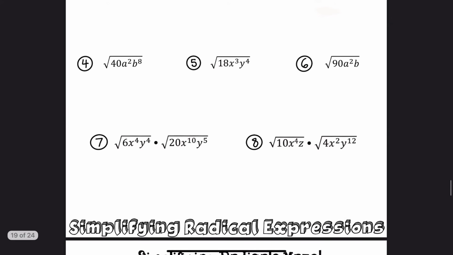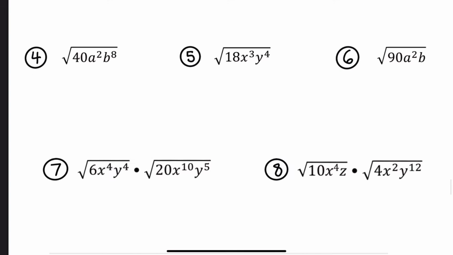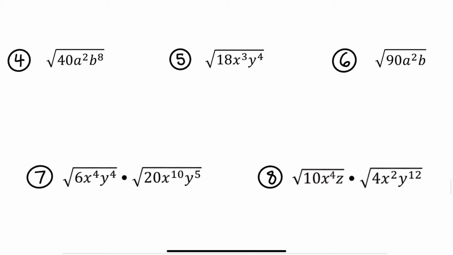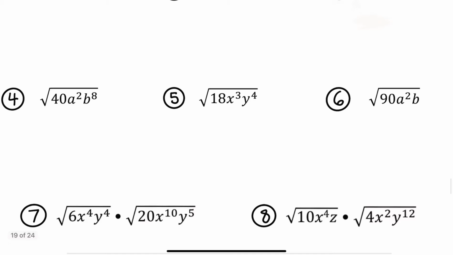Alrighty, so just want to preface this by saying these will be on our test, so please be following along right now. Make sure you get these down because they will be on your test, okay? So let's start out with 4, 5, and 6 here. So these ones we're just going to need to simplify. We don't need to multiply anything yet.